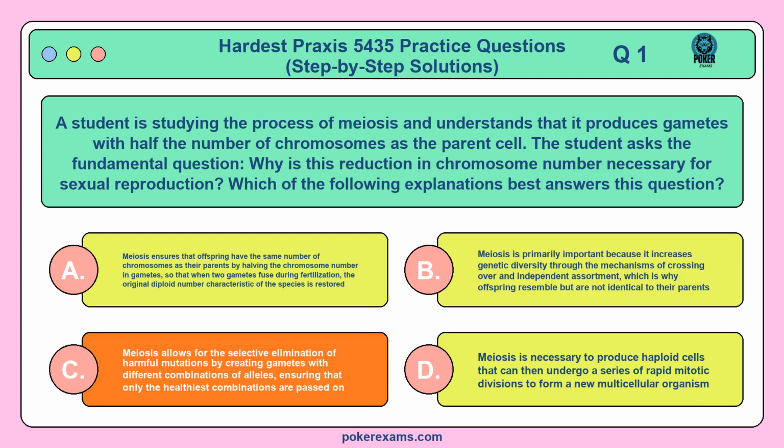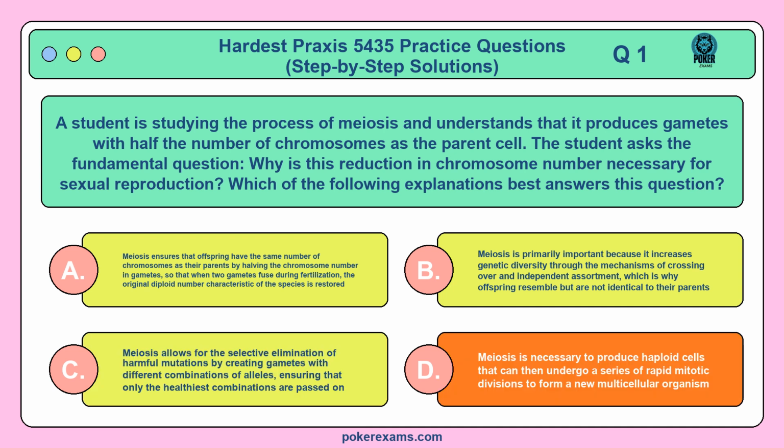C. Meiosis allows for the selective elimination of harmful mutations by creating gametes with different combinations of alleles, ensuring that only the healthiest combinations are passed on. Or D. Meiosis is necessary to produce haploid cells that can then undergo a series of rapid mitotic divisions to form a new multicellular organism.